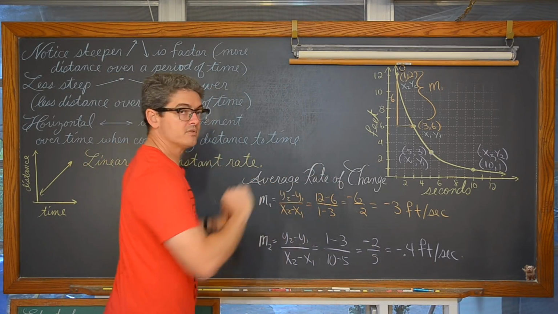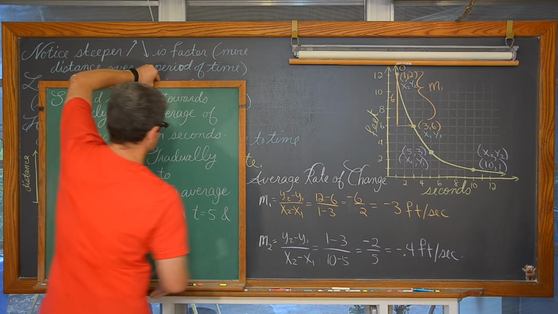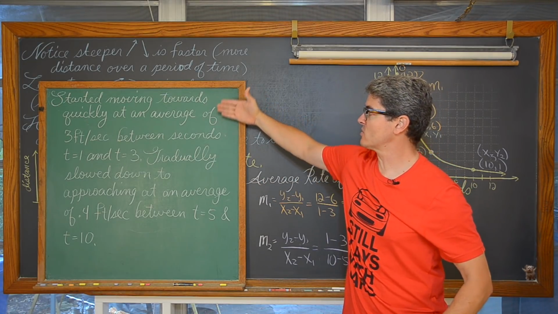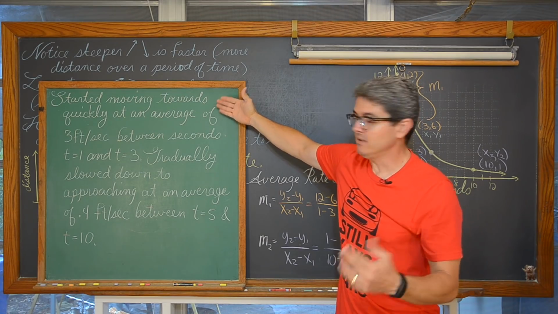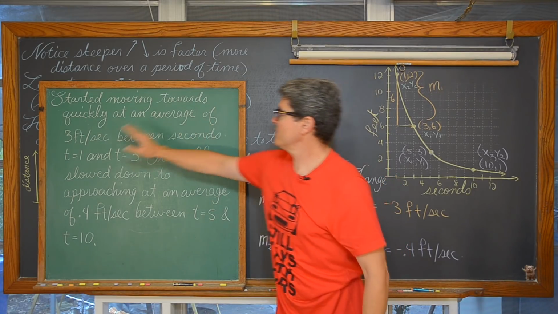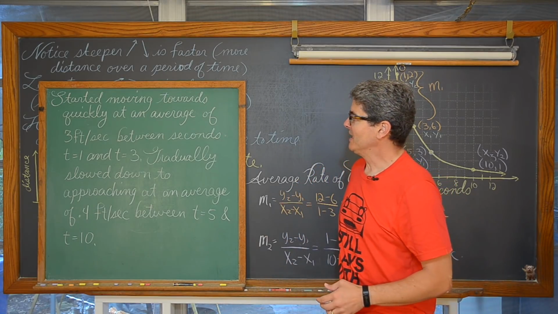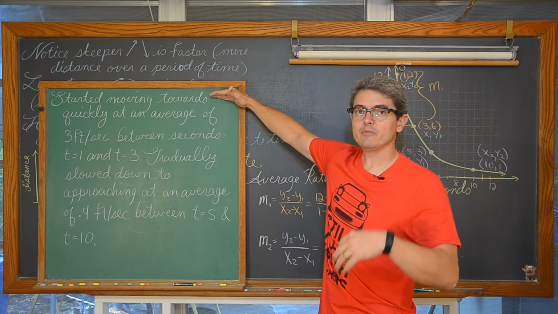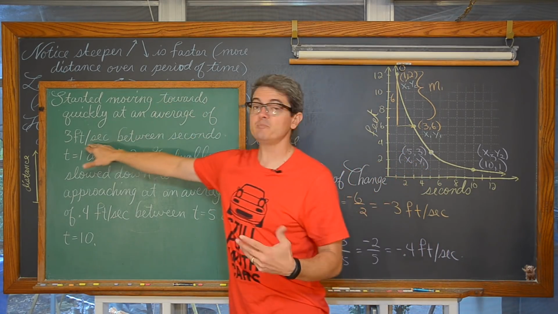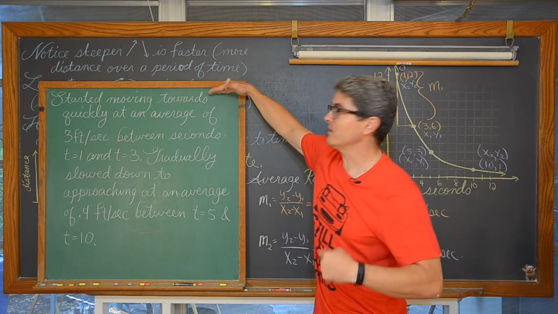So to turn this whole graph into a story, an interpretation in context, bam, picture in picture, old school way. We started moving towards something quickly, because we have a very steep portion of this graph, at an average of 3 feet per second. I almost said average rate of change, but I've incorporated the idea of moving towards or away from something, so I'm giving you a speed. The rate of change was negative, and all of a sudden I'm writing it as a positive number because I've included the word towards.